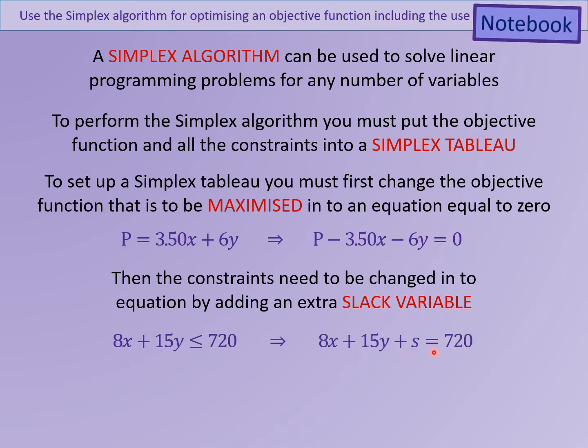So I could write it like this: 8x plus 15y, which can equal anything you like less than 720, plus this extra variable s, which will always make up the difference to 720. It makes it a bit more complicated by adding this extra variable. If 8x plus 15y equals 720, s is 0, and as you know, x and y can't be negative, so the s value at most would be 720 itself. So s is somewhere between 0 and 720 to make up the slack.